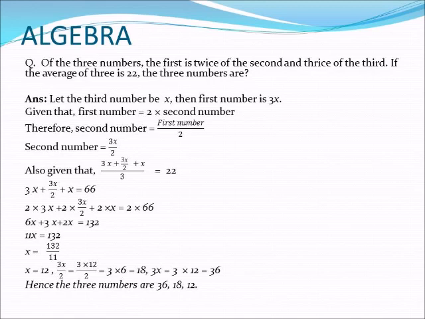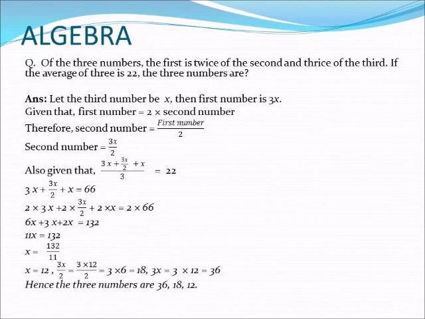Now we take this denominator 3 to the right side, and it becomes the numerator: 3x plus 3x by 2 plus x. On the right side, 22 becomes 3 into 22, equal to 66. So we have got 3x plus 3x by 2 plus x equal to 66. Next, in the middle term there is a fraction. First we remove the fraction.